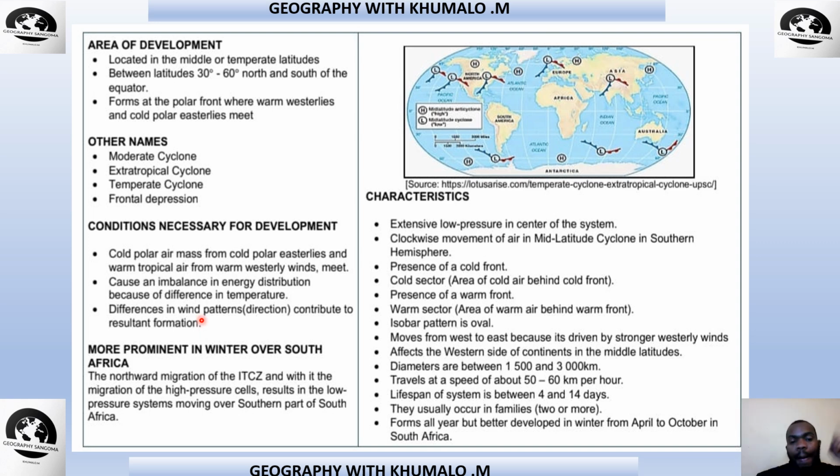of these mid-latitude cyclones. So for the mid-latitude cyclone to form, there must be cold polar air and there must be warm tropical air that meets up, and then they'll form a polar front, and then that's the initial stage of a mid-latitude cyclone in the formation.